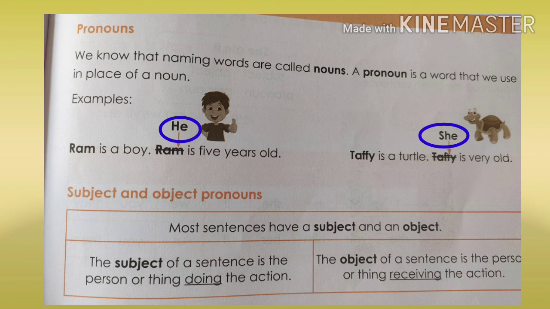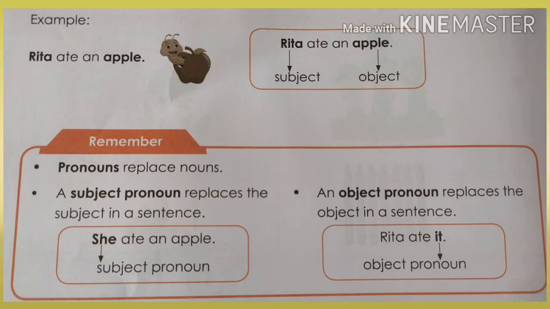Let's see subject and object pronouns. Most sentences have a subject and an object. The subject of a sentence is the person or thing doing the action. The object of a sentence is the person or thing receiving the action. For example, Rita ate an apple. In this sentence, Rita is a subject and apple is an object. Always remember students, pronouns replace nouns.